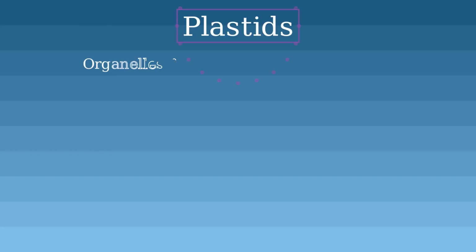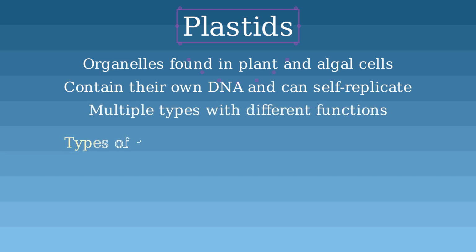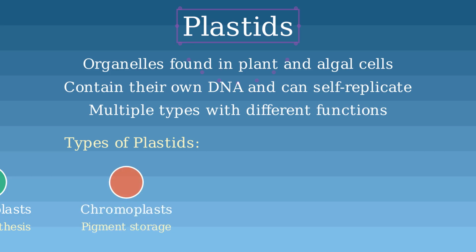Plastids are specialized organelles found exclusively in plant and algal cells. Like mitochondria, plastids contain their own DNA and have the ability to self-replicate. There are multiple types of plastids, each with different functions in the cell. Chloroplasts are the most well-known plastids, responsible for photosynthesis and giving plants their green color. Chromoplasts store colorful pigments like carotenoids, giving fruits and flowers their yellow, orange, and red colors. Leucoplasts are colorless plastids that store nutrients like starch, oils, and proteins.